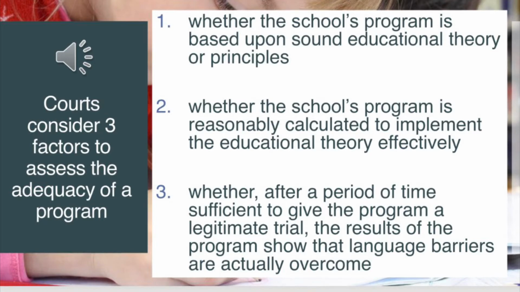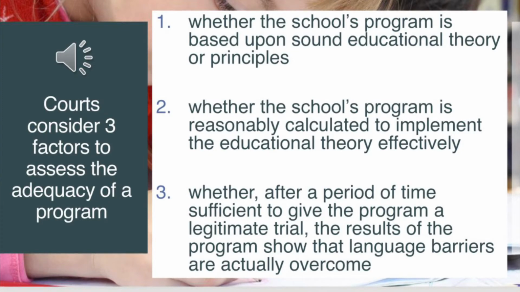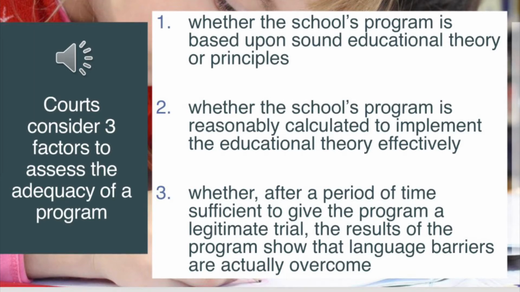The courts consider 3 factors to assess the adequacy of a program. They assess whether the school's program is based upon sound educational theory or principles. They also assess whether the school's program is reasonably calculated to implement the educational theory effectively, and they assess whether, after a period of time sufficient to give the program a legitimate trial, the results of the program show that language barriers are actually overcome.